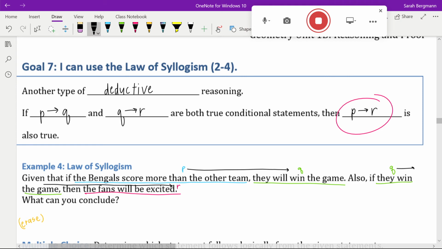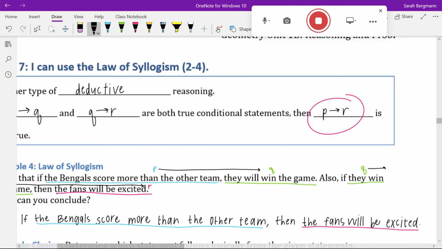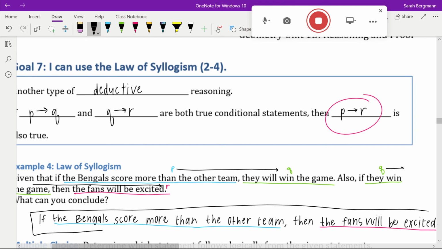So we know that by the law of syllogism, we can go directly from statement P, the Bengals score more than the other team, to statement R, the fans will be excited. And you'll write this in an if-then statement. So it should say, if the Bengals score more than the other team, then the fans will be excited. That's your answer.